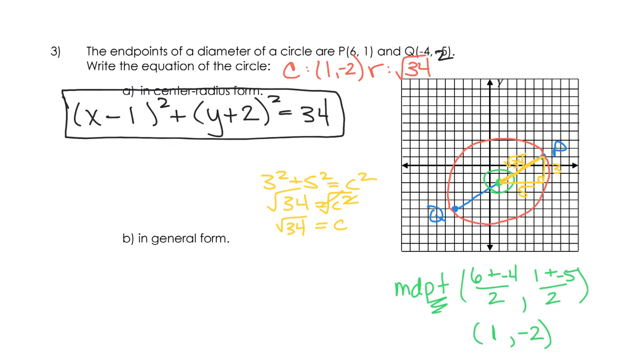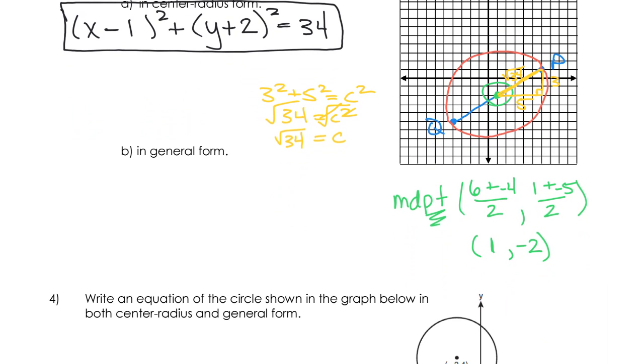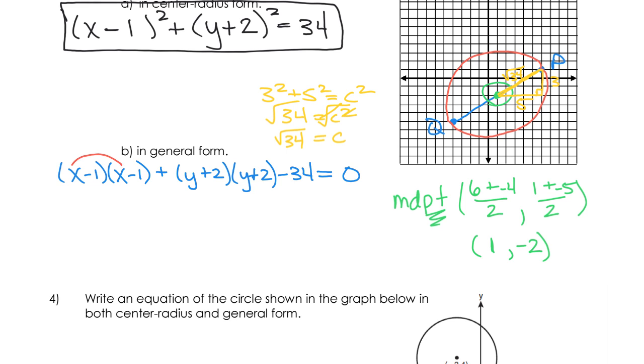Then in part B, they want us to do general form. And so remember, again, in general form, we do 3 things, right? First thing is we're going to expand those parentheses, keep the plus sign, expand them again. We also have to be equal to 0, so we're going to subtract the 34 so that we're equal to 0. And we're going to go ahead and put these together.